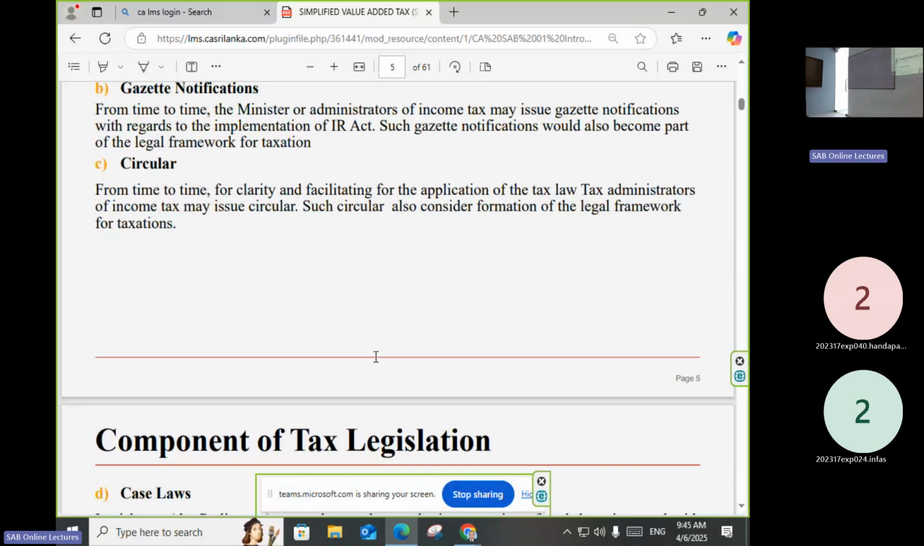The other thing is circular. Circulars are issued by either the Commissioner General or the minister. A circular also gives some sort of administrative facility. Just like, as we have mentioned, how to operate PAYE, what is the role of the employee, what are the things that need to be maintained, and the submission. So that is coming as a circular, right? That is also part of law.